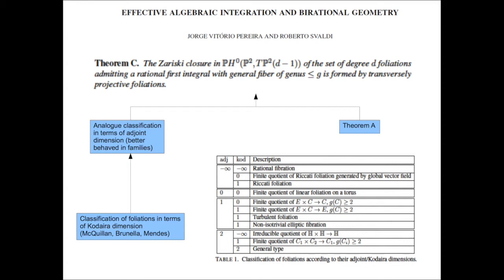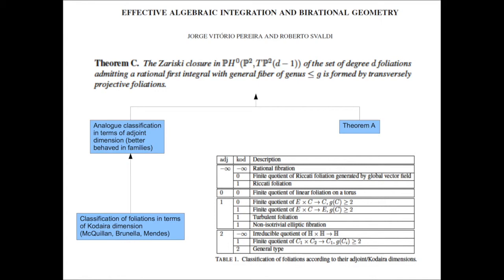And adjoint dimension 2, it's the rest: reducible quotients of h times h, finite quotients of C1 times C2, where both curves have genus at least 2, or it's just the foliation of general type in the usual series. So this is really, it's not hard, it's really the hard thing.